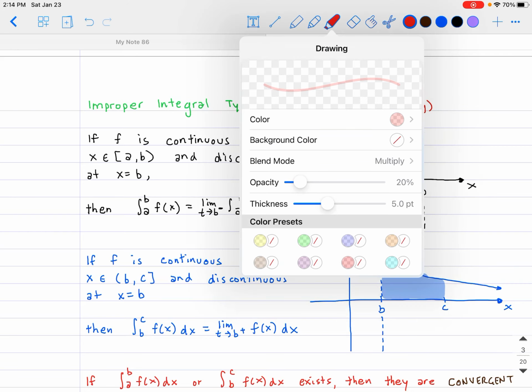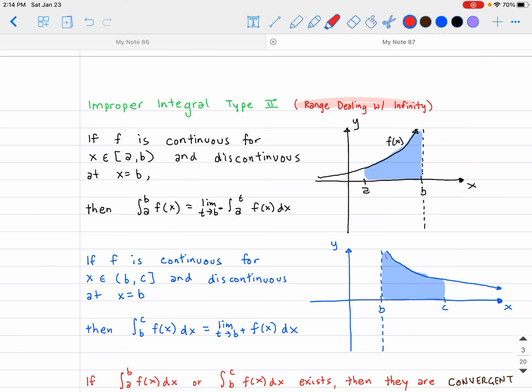So here in the first one, we are going to consider the following then. If f is a continuous function for x between a to b, inclusive of a but exclusive of b, and is discontinuous at x equals b, then we can write the integral as the following. So you'll notice that in the picture, the illustration on the right hand side, we have a curve of f of x where it is defined everywhere from a to b except at b. And so at b is where we have some sort of discontinuity, again meaning either it goes to infinity, negative infinity, or undefined or something.